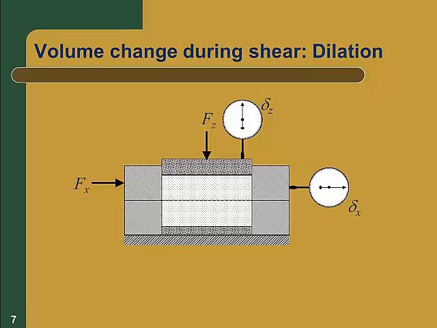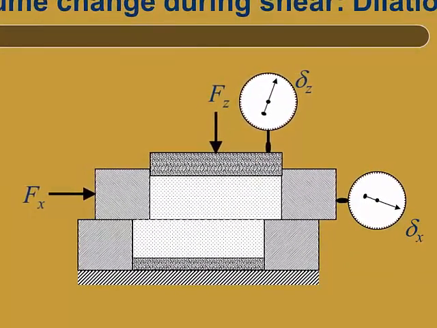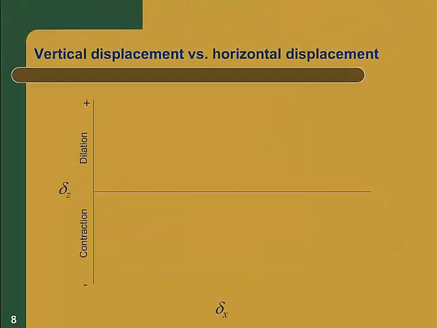If the soil is dense, it will dilate, or increase in volume, during shear, and the displacement at the top of the specimen will be upward, as we see here. During the shear test, we record the vertical displacement at the top of the specimen as a function of the horizontal displacement. Here, we see a typical plot of the vertical displacement versus horizontal displacement for a dense sand or an overconsolidated clay. There is a small amount of downward movement of the specimen at the start of shearing, but it's followed by a larger upward movement indicating that the specimen is dilating during shear.